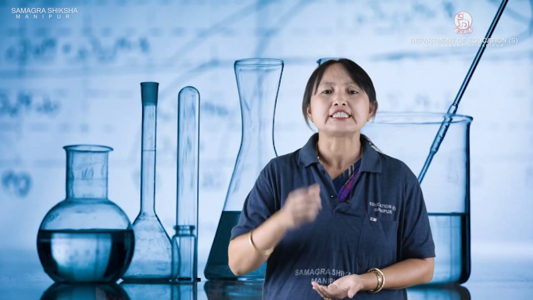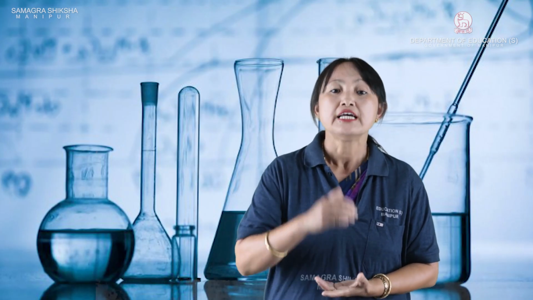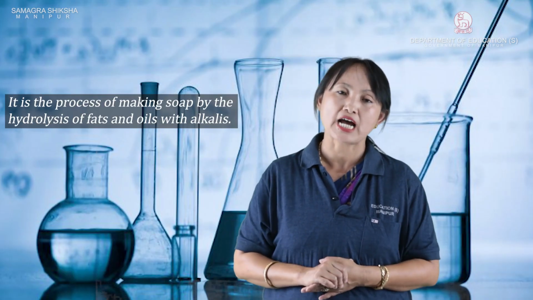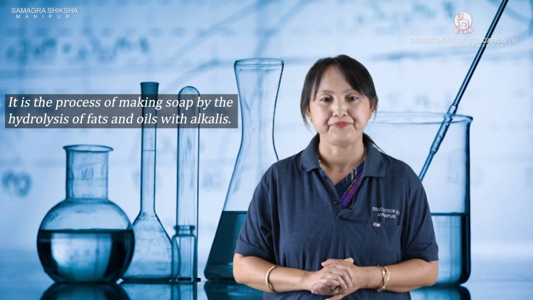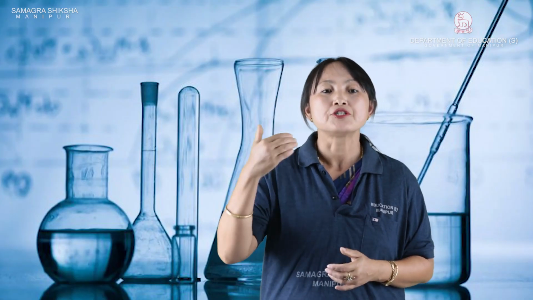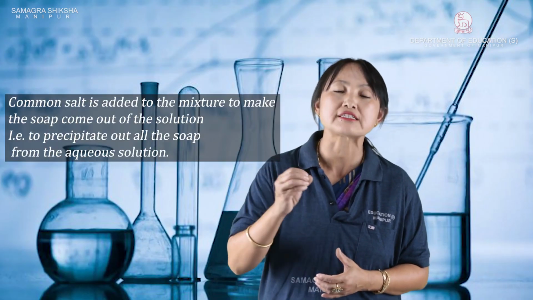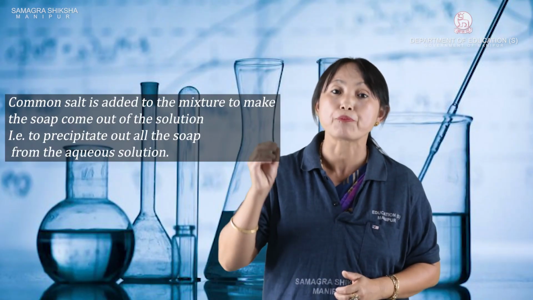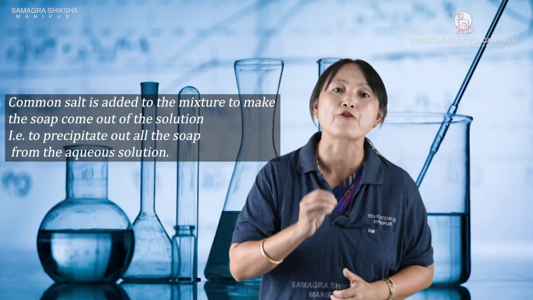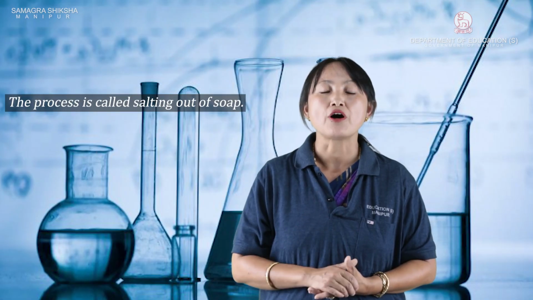Now, the term is saponification. So, what is saponification? It is the process of making soap by the hydrolysis of fat and oils along with an alkali. Now, when soap is prepared, common salt is added. Now, common salt is added to the mixture to make the soap come out of the solution. That is to precipitate out all the soap from the aqueous solution. This process is called salting out of soap.